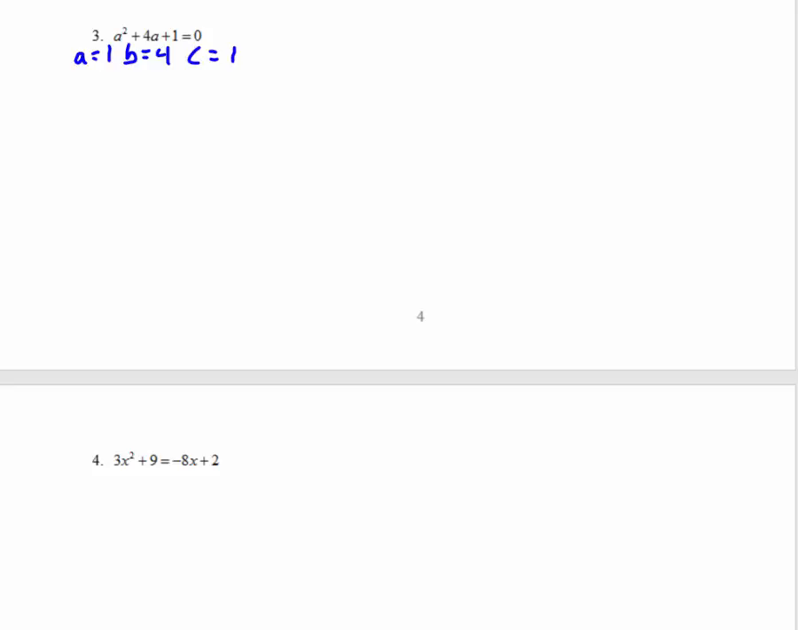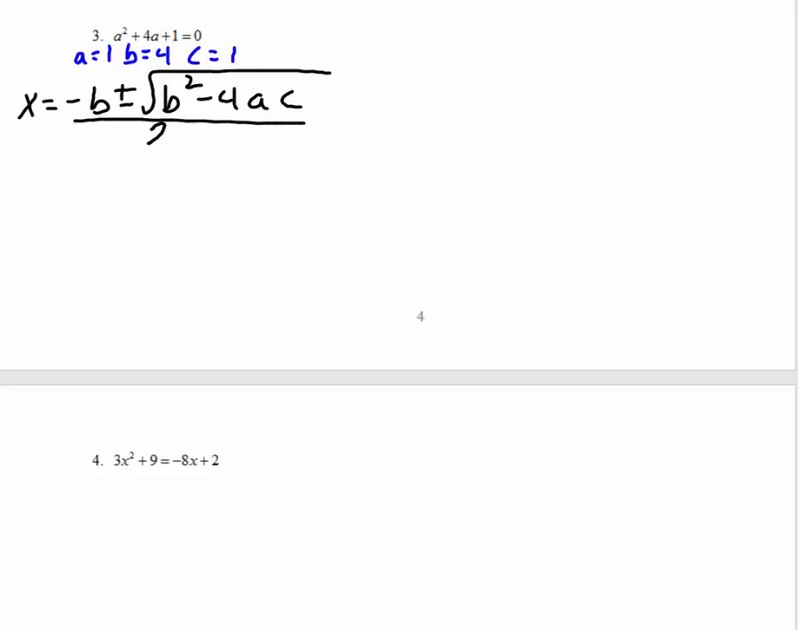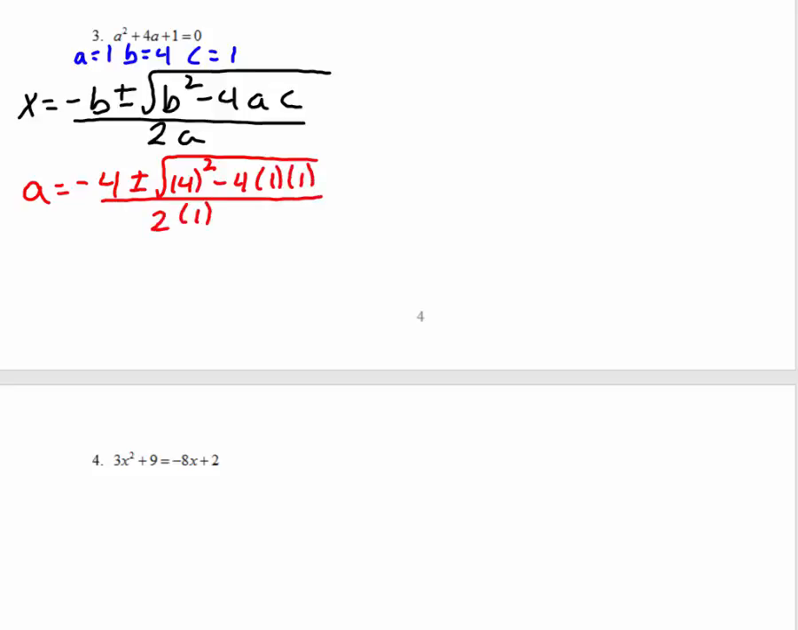So let's write the quadratic formula. x equals the opposite of b plus or minus the square root of b squared minus 4 times a times c all over 2a. And now we'll plug in our numbers. So a equals, because that was my variable that I was using, so a equals the opposite of b, so negative 4 plus or minus the square root of, then I need to take 4 and square it, use parentheses, minus 4 times a is 1, times c is 1, all over 2 times a, and a is 1.